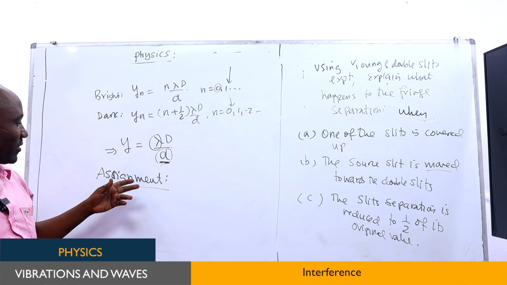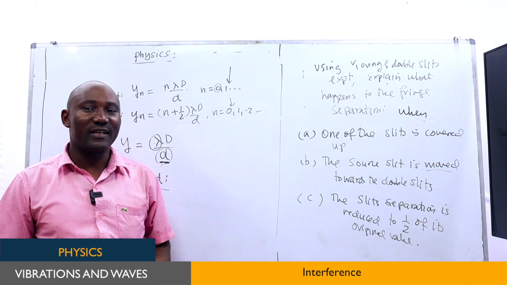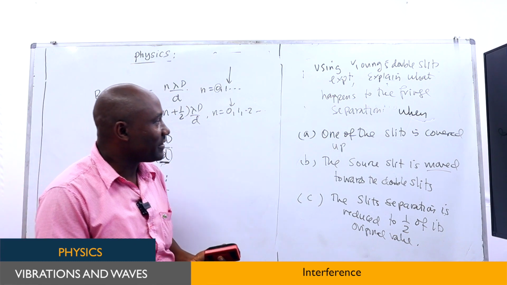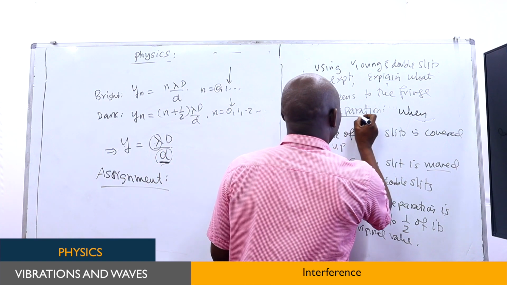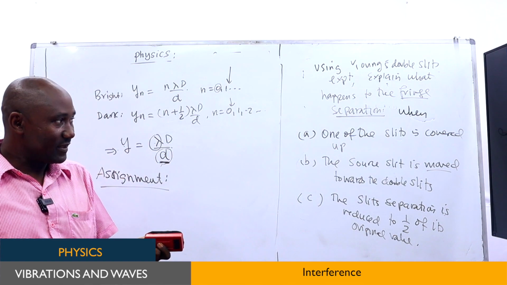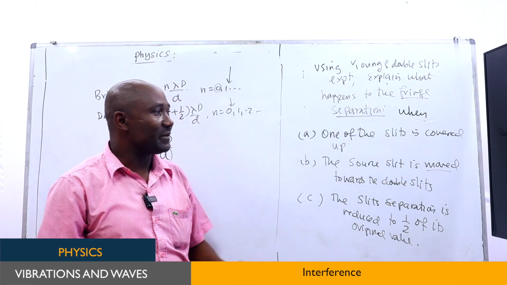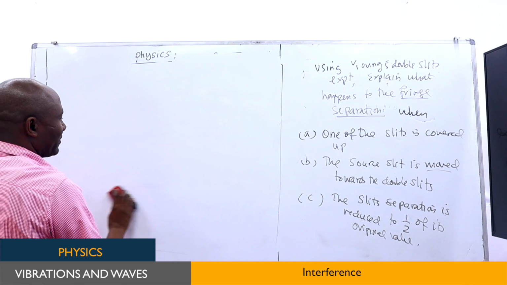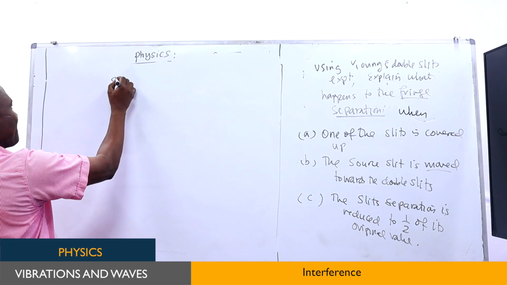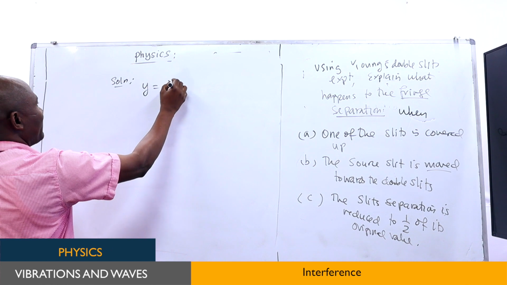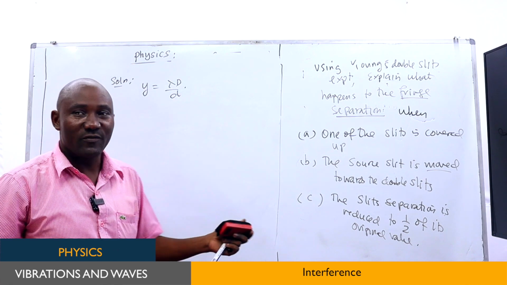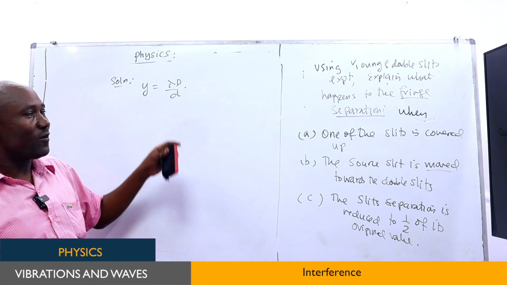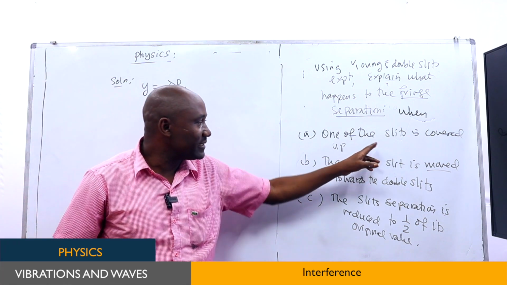And where do we start? You should base it on the formula that we have derived. Using Young's double slit experiment, explain what happens to the fringe separation. You're talking about the fringe separation, so the main focus should be on the formula which connects the fringe separation. So our focus should be here: y equals lambda D over d. From there you see what happens to this formula when one of the slits is covered up.